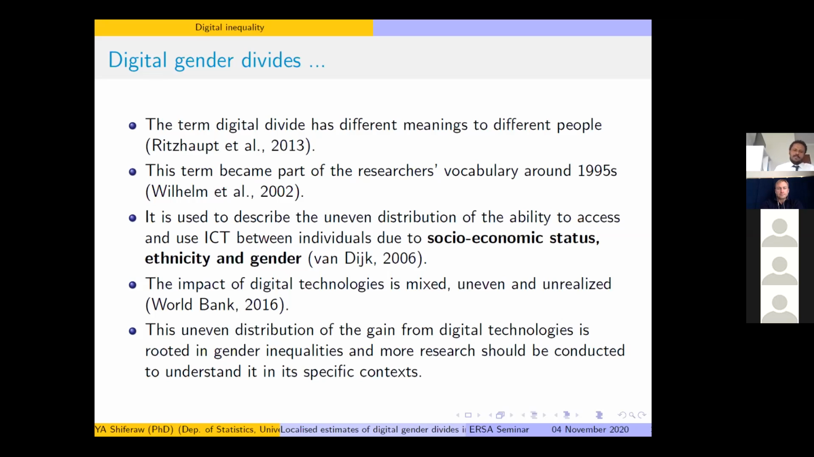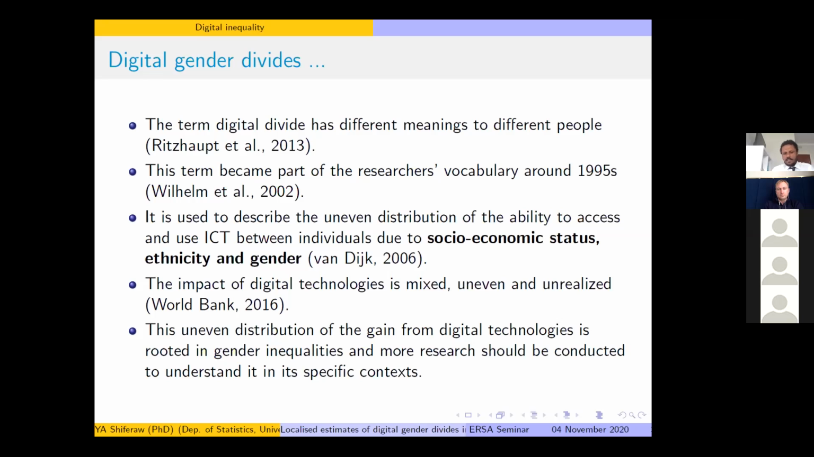In this talk, I'm going to focus on the unequal or uneven distribution due to gender, between men and women. That's the focus of this talk. And the impact of these digital technologies, according to the World Bank, is mixed, uneven, and unrealized.